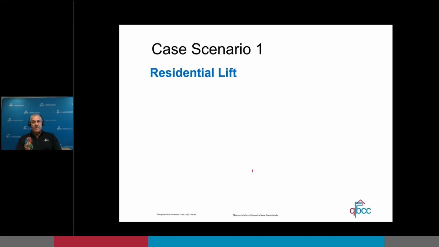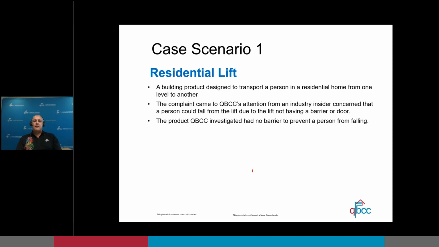So the first one, as I mentioned earlier, would be a residential lift. This is a lift in a house that was going between ground level and up to the next level. It came to our attention because someone else in the industry thought, oh, this is a bit dodgy, it hasn't got a door on it. I'm concerned that there may be issues. So the Commission carried out an audit of the product, and there was no barrier that would prevent persons falling. Pretty unsafe sort of condition, isn't it?